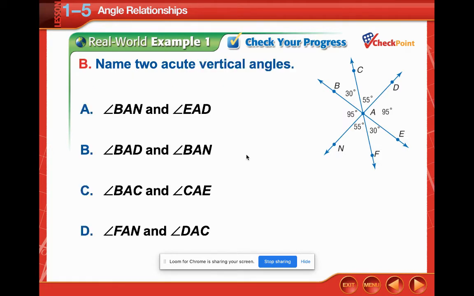All right, name two acute vertical angles. All right, so vertical means they're across from each other. Acute means that they are less than 90 degrees. Why don't you guys take 5 to 10 seconds? Well, I'm going to take 5 to 10 seconds of not talking, and then you guys go ahead and see if you can solve this on your own.